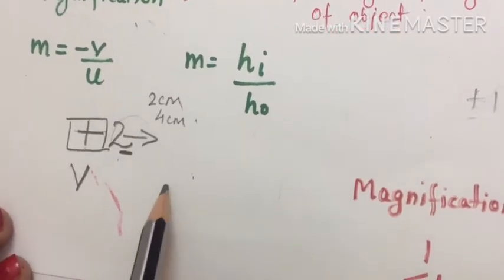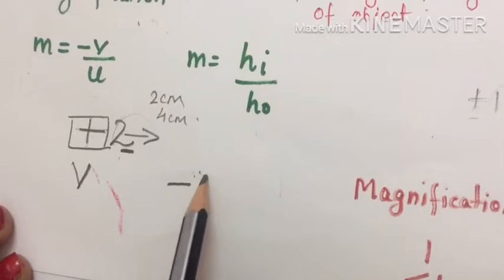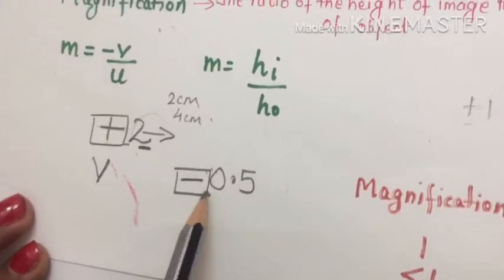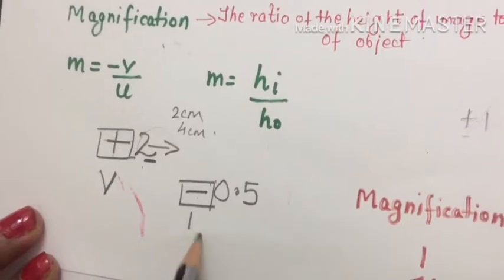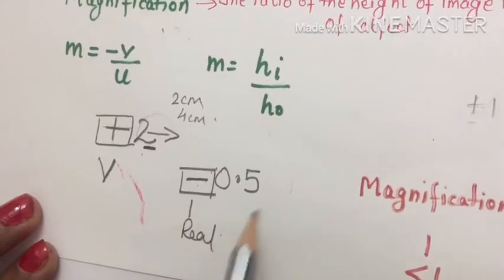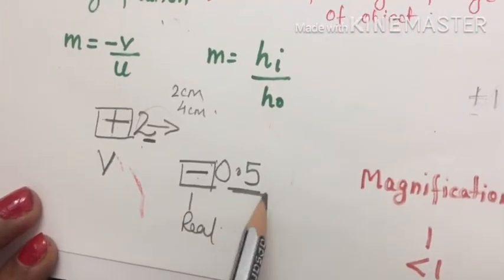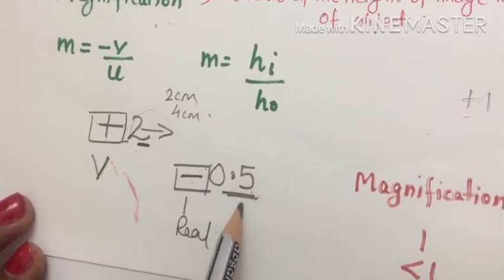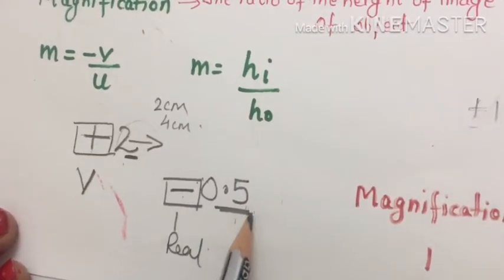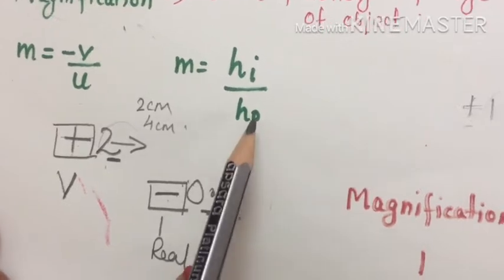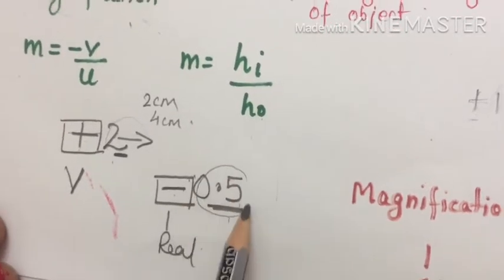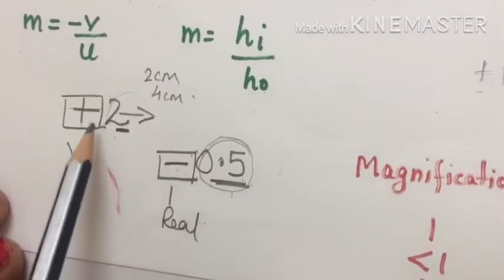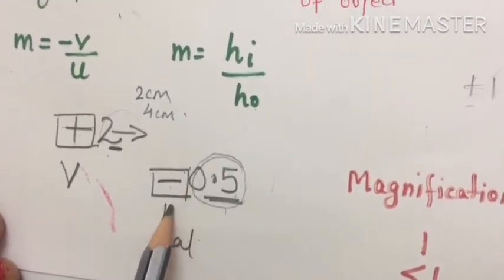Similarly, if I write the magnification is -0.5, just for example, this minus indicates that this is a real image, and 0.5 indicates that the size of the image is 1/2 of the size of the object. So this numerical part indicates how many times it has been magnified, and this sign indicates whether the image is real or virtual.